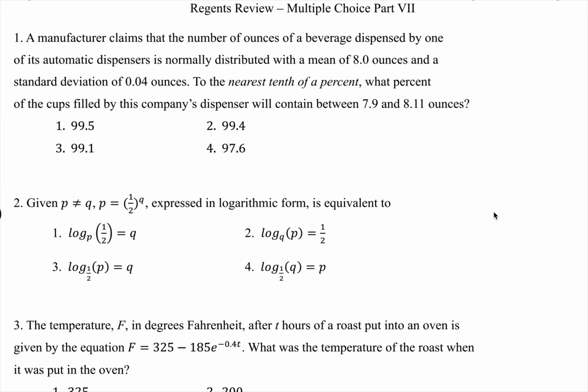You have a manufacturer that claims the number of ounces of a beverage dispensed has a mean of 8 ounces, standard deviation of 0.04. To the nearest tenth of a percent, what percent of cups filled by this company's dispenser will be contained between 7.9 and 8.11 ounces? I see this, right? It's a stats question. That means I want to go to my calculator, right? And I'm looking for that normal CDF function.